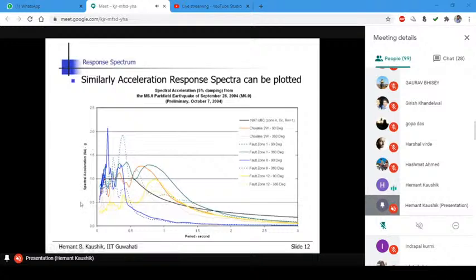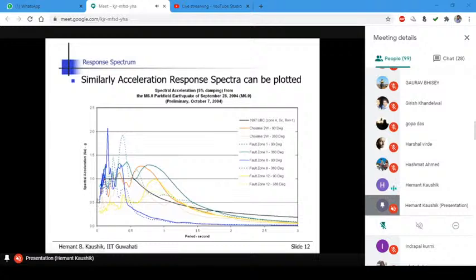So what will be the maximum response of the ground motion for a rigid structure? It will obviously be the peak ground acceleration, right? So that is why at t equal to 0, you always get that peak ground acceleration here. Now when you impart some flexibility to this system, from rigid to slightly flexible, then you see what happens.